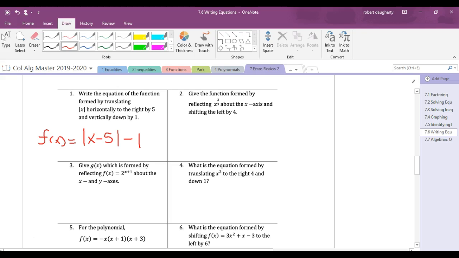Give the function formed by reflecting x to the 2/3 about the x-axis and shifting to the left by 4. So f of x equal x. The way I go to the left by 4 is just plus 4. And then reflecting it about the x-axis, there is a negative in front of that.